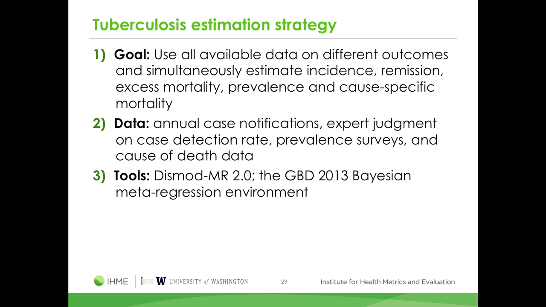And the way we do that is look at what's out there. So there's annual case notifications. There's expert judgment, which I'll come back to, on the case detection rate. There are now more and more population-based prevalence surveys, but still very patchy. And there's vital registration and verbal autopsy data for tuberculosis, which is probably not too bad. And the way we try to analyze this is in a Bayesian meta-regression environment called DISMOD Meta-Regression 2.0, which is a sort of generic tool that's been developed for the GBD.